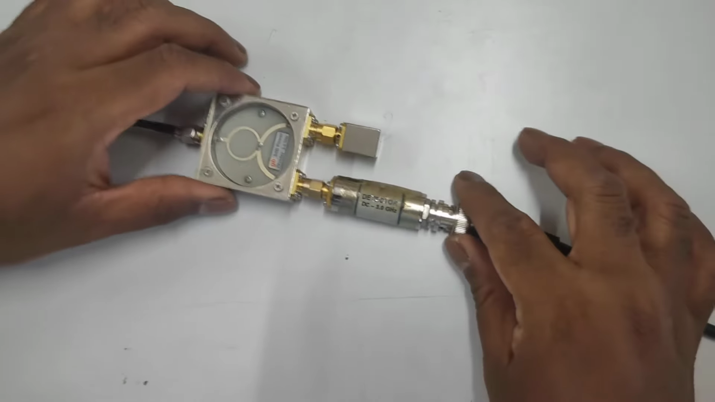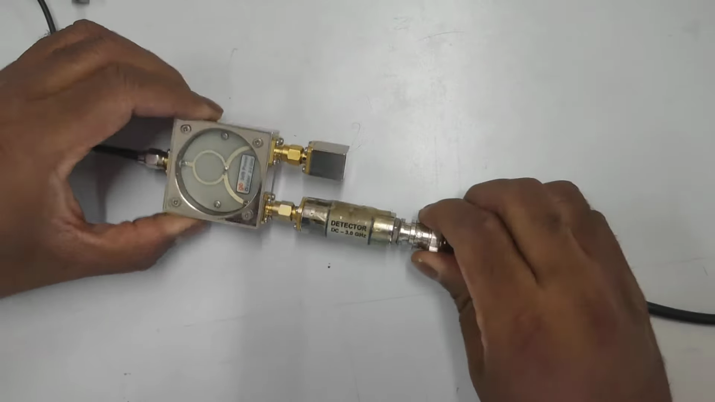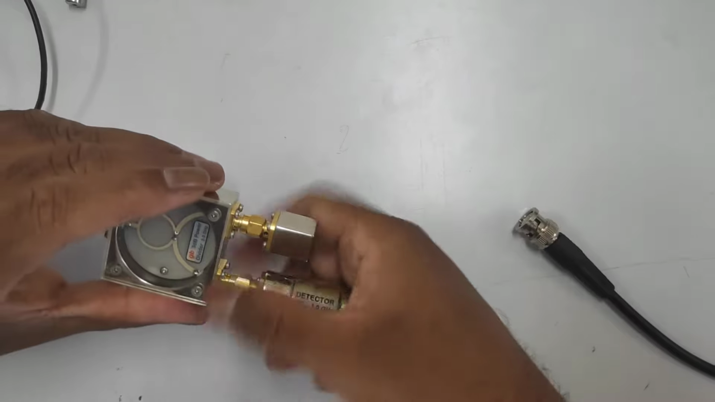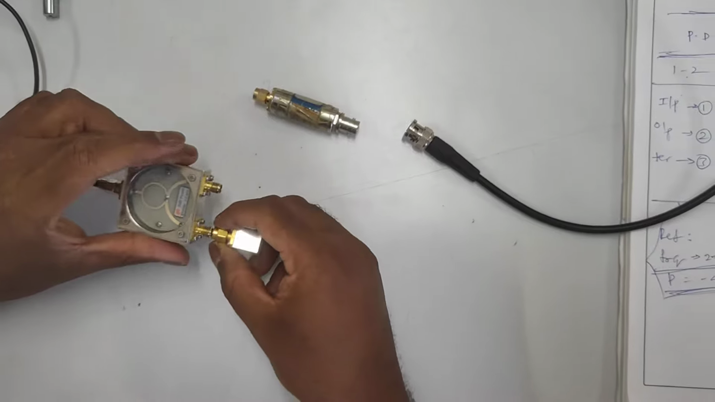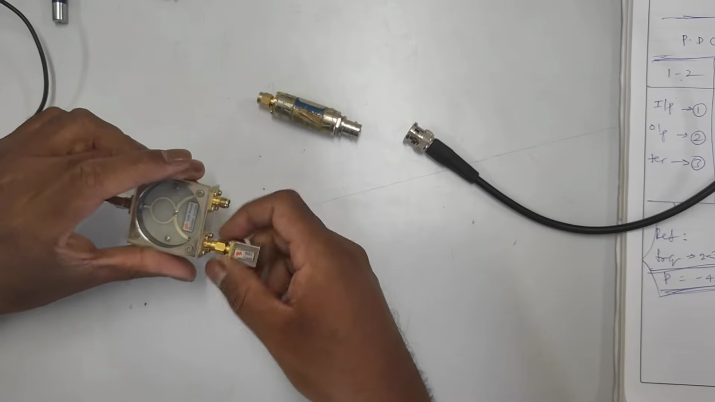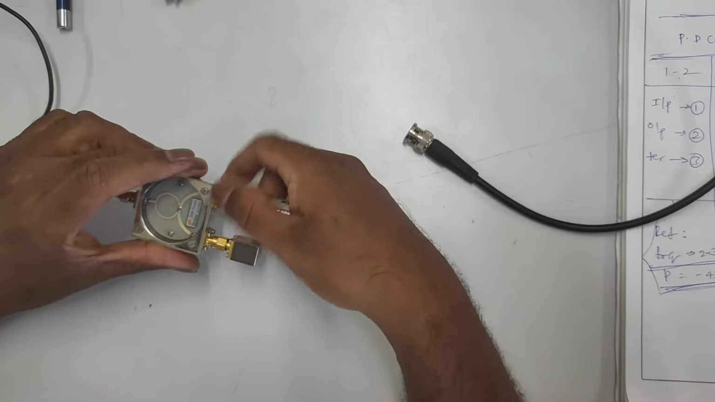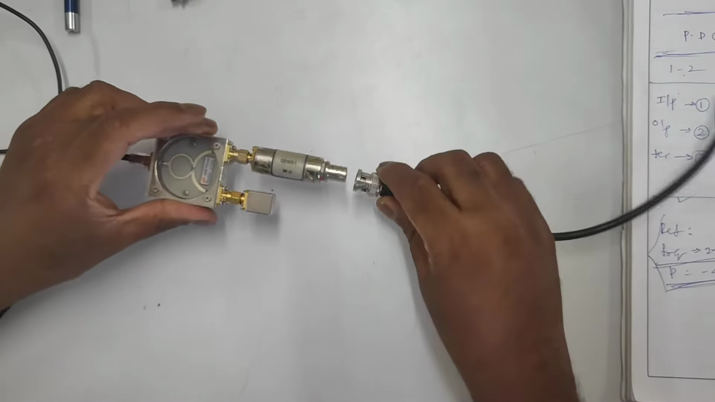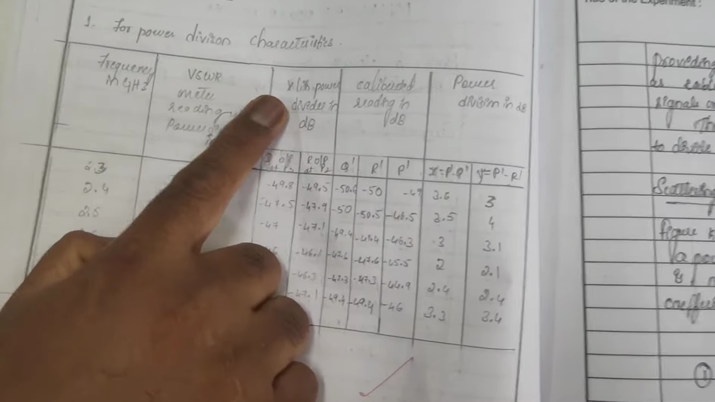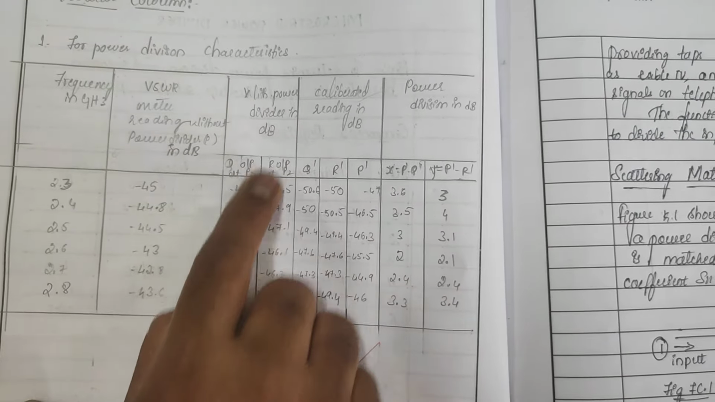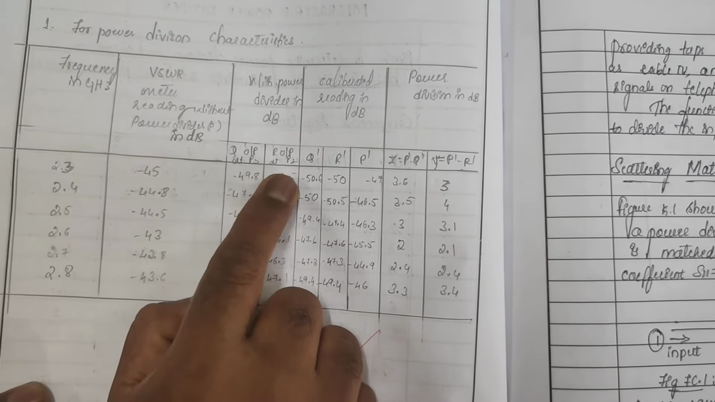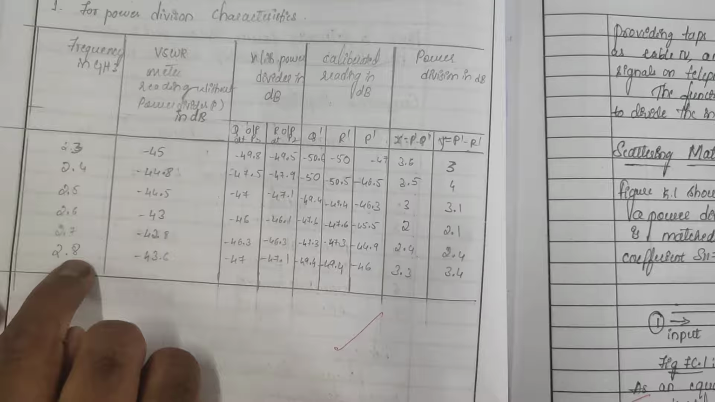Then you just come here, concentrate here, this is an important point, just interchange these two. Interchange the ports. Now I am terminating port 2, taking output across port 3. So this column is designated as voltage with power divider. At output I am taking at port 2 and port 3 for the frequency 2.3 to 2.8.